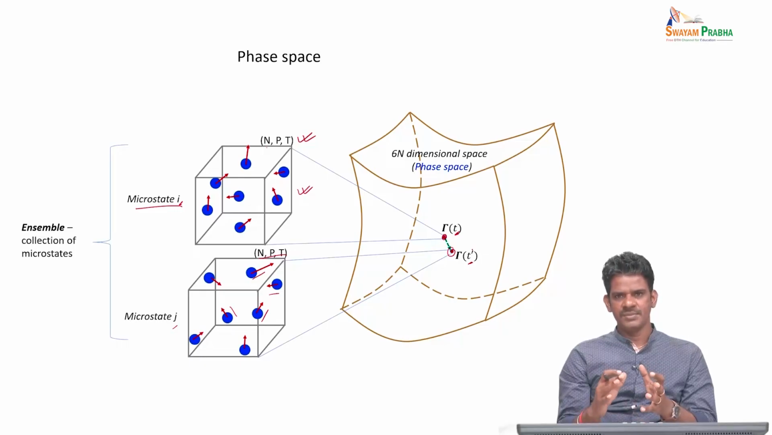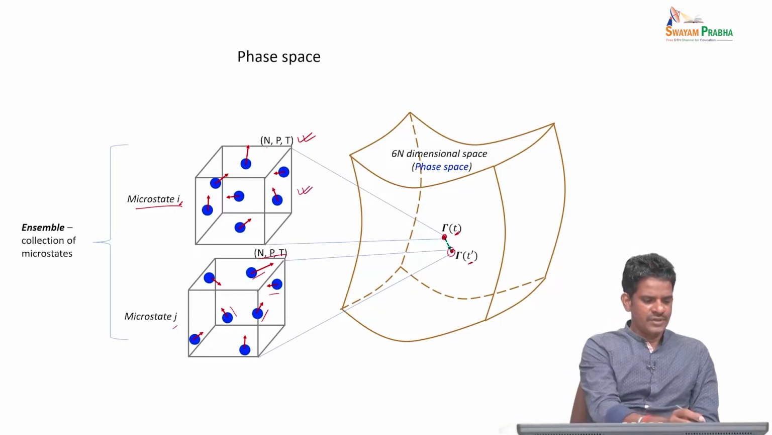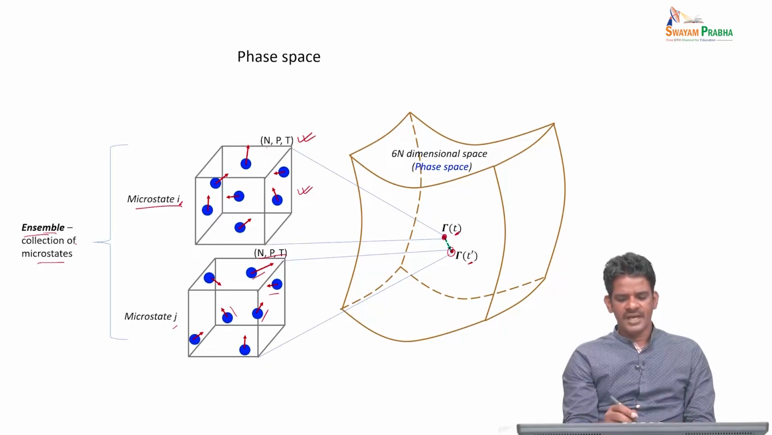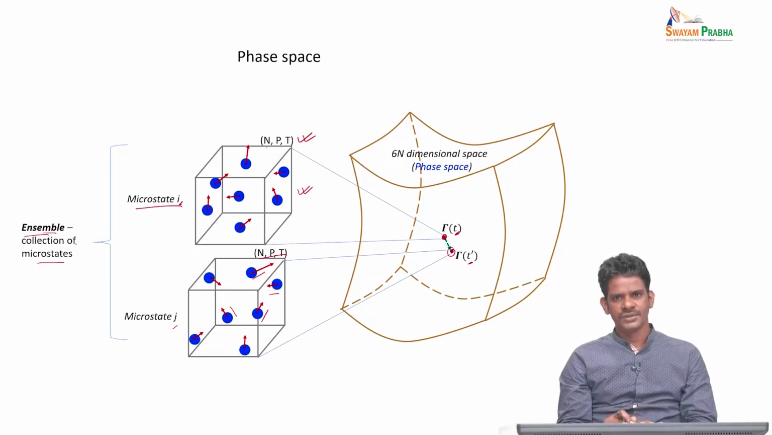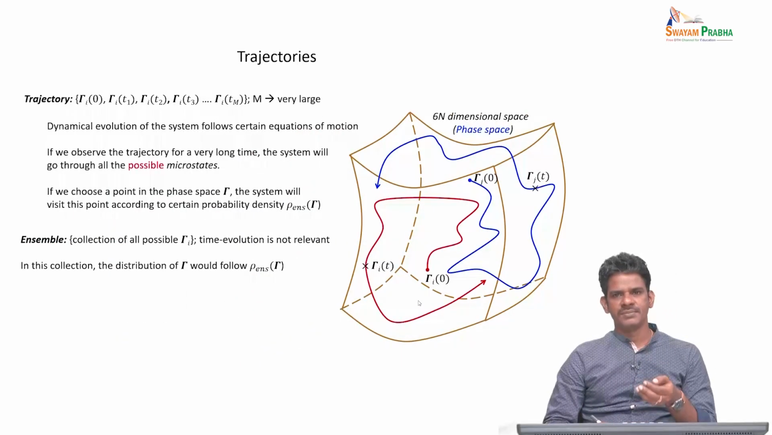So we imagine the system as moving through this 6N dimensional phase space in time. Each point in the phase space consists of all the atoms' and molecules' positions and momenta. We also use a term called ensemble, which is a collection of microstates. Here I have shown only 2 microstates, but I can pick many such microstates in this entire phase space, and when I make a collection of those, we call that an ensemble of microstates.